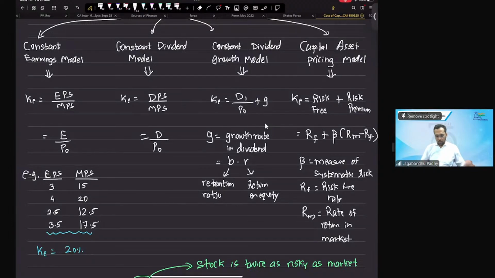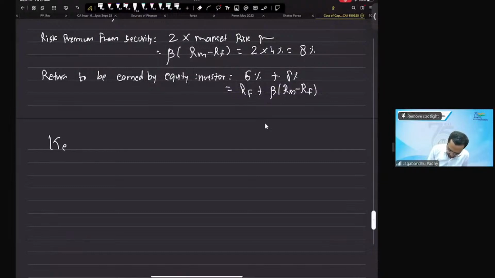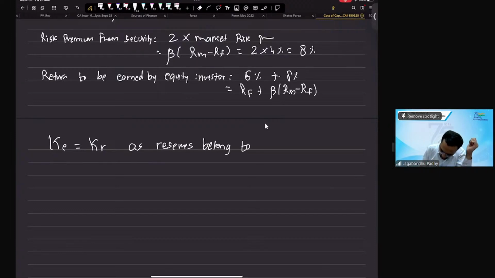Yes? Okay. Now, we can say generally, cost of equity is going to be the same as cost of reserves, as reserves belong to equity shareholders. So whatever cost you are going to incur on new equity shares is the same thing you need to be paying on reserves, because reserves are ultimately the money of equity shareholders which you haven't paid out. It refers to the profits or return which you haven't paid out. Therefore, we say that K is equal to KR, as reserves belong to the equity shareholders. So cost of equity and cost of reserves are generally one and the same thing.